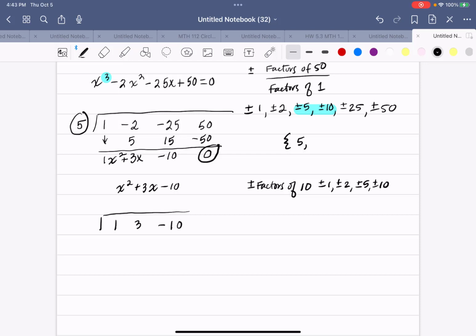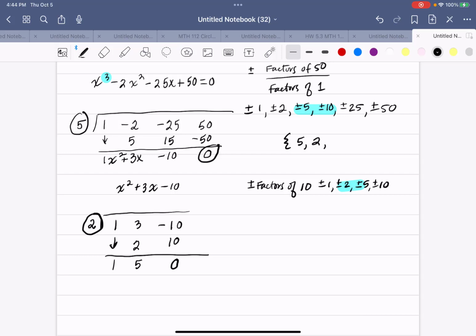And I'm going to start in the middle again. So I'm going to start with the 2 this time. See if I get lucky again. I'm going to drop my 1 and multiply. 2 times 1 is 2. 3 plus 2 is 5. 2 times 5 is 10. Negative 10 and 10 is 0. Now you see why I usually start in the middle. And that is a second 0, which is 2.